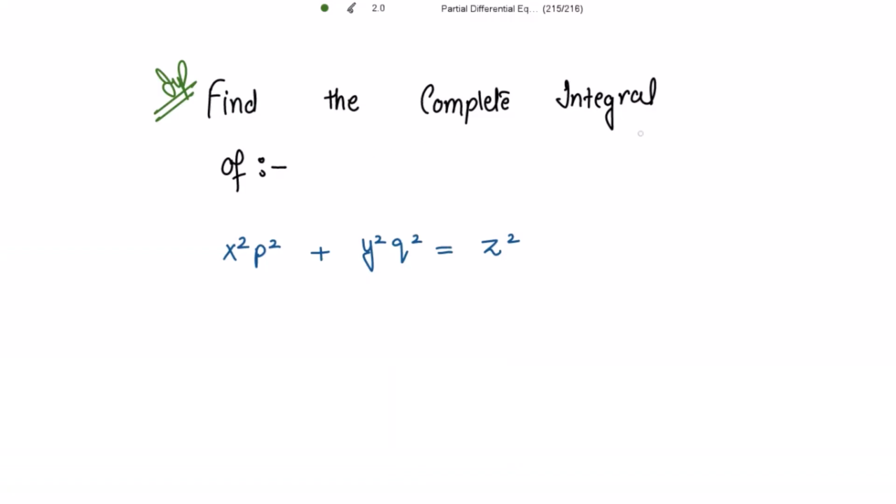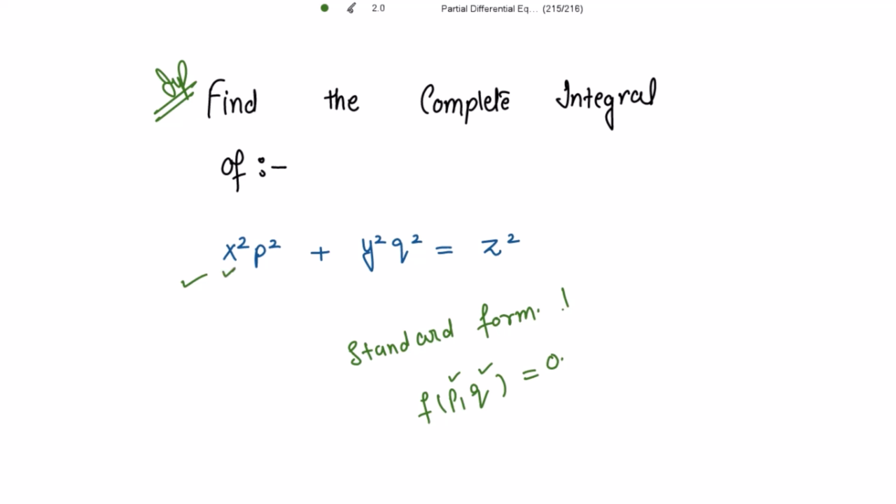We need to find the complete integral of this equation. It is a very important question. We were discussing the example on the standard form 1. What is the standard form 1? It is the equation of the form f(p, q) = 0, the equation involving only p and q variables, right?